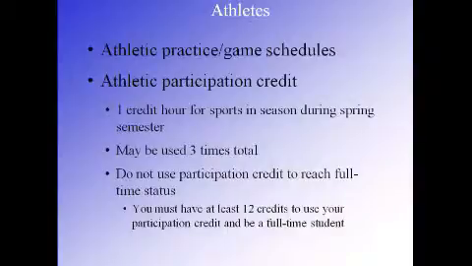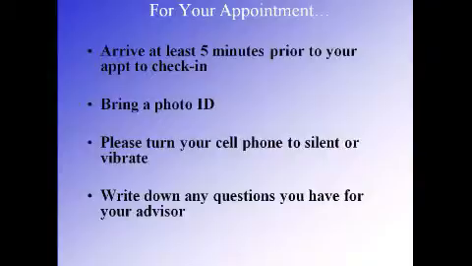Another option that we have as athletes is to receive an athletic participation credit. It's 1 credit hour for the sports that you can receive for the semester in which your season takes place. So if you're a spring athlete, your season is going on during the spring semester, you're allowed to receive that 1 credit hour during the spring. Fall athletes can only receive that credit during the fall. You can use this up to 3 times total before your graduation. The only stipulation is you can't use it to reach full-time status. So if you registered for 11 credit hours in the semester, you can't use that participation credit to reach 12 credits and be a full-time student.